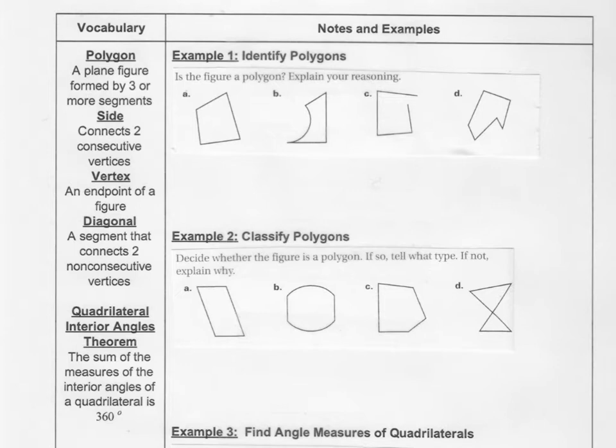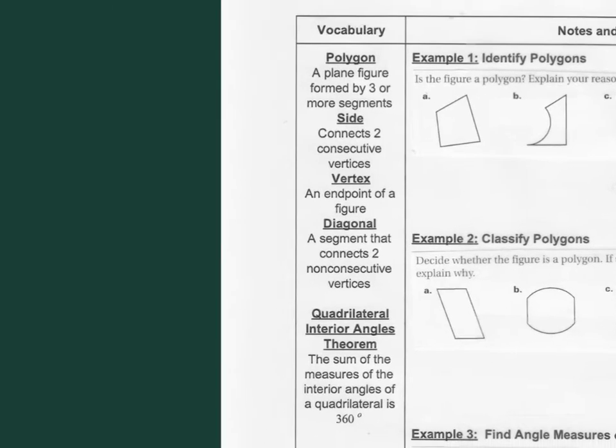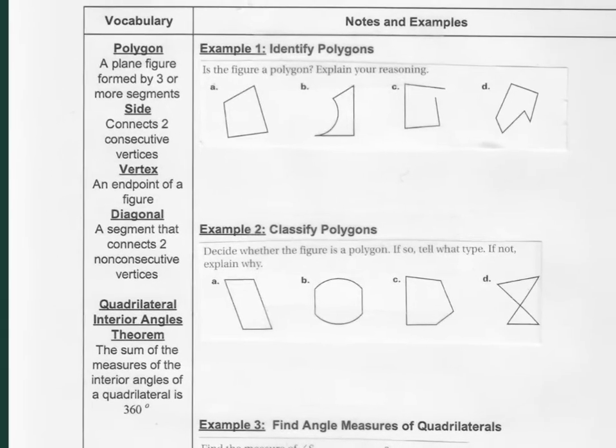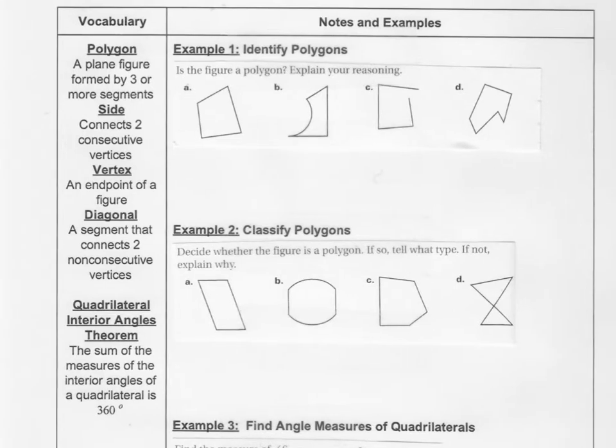For example, if I move over here to the side, you cannot have a polygon that looks like this. That's two segments. It's open in this area here, okay? It's got to be closed, which we'll talk about in a little bit. So it's made by three or more segments.